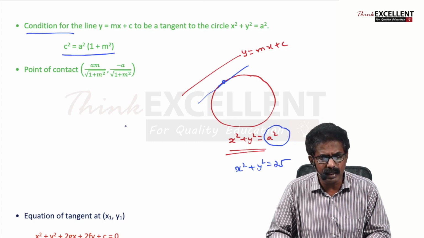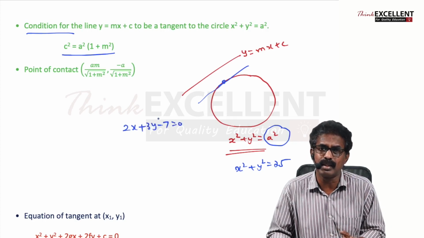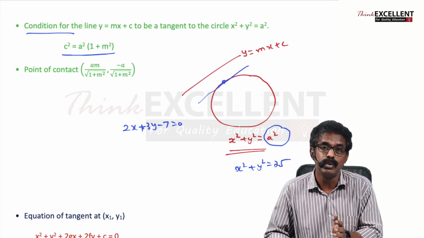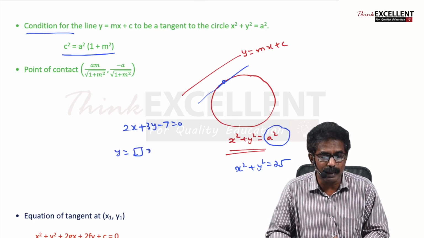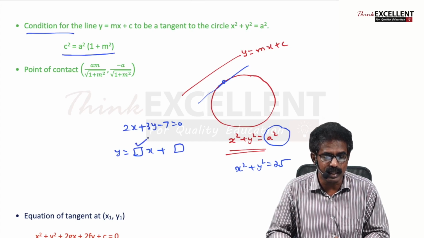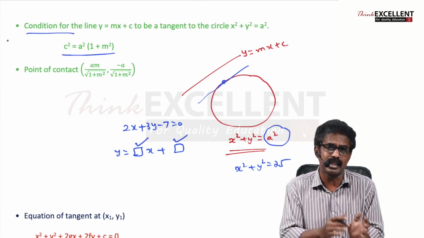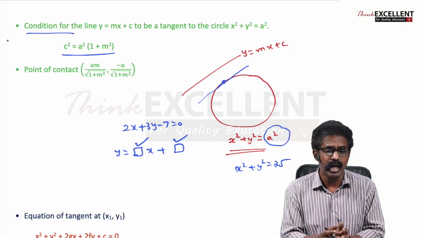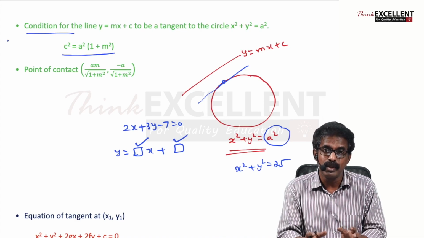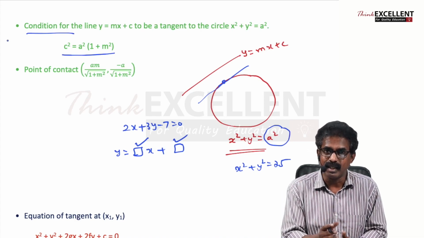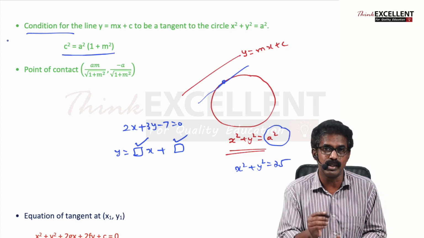The line they may give like this: 2x plus 3y minus 7 equals 0. But you reduce it into slope intercept form. Which form? y equal to mx plus c. Then this is m and this is c. You can find that, right? Then you find both LHS and RHS. LHS is c square, RHS is a square into 1 plus m square. If both are the same, you can say yes, this line touches the circle, or this line is a tangent to the circle. So this is the condition.